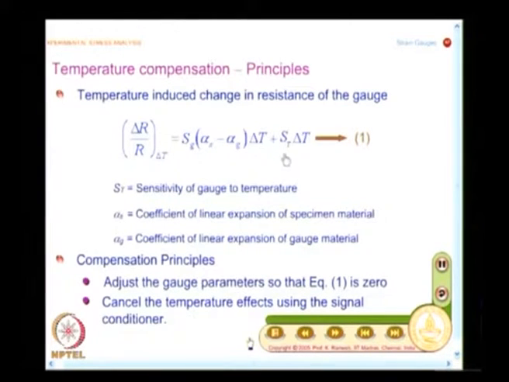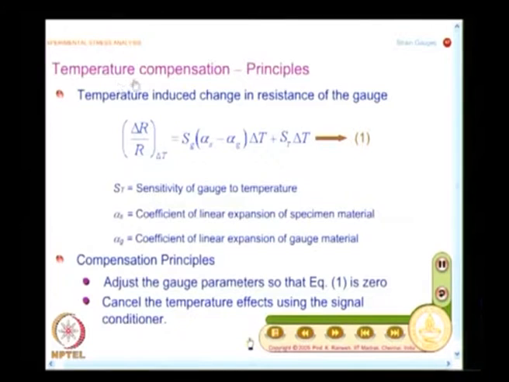And you also have another term which is purely a function of temperature, because with change in temperature the resistance of the strain gauge changes, and that is given by another factor called St. So, a change in temperature causes change in resistance, which has two terms: one because of thermally introduced strain, and another where the resistance changes as a function of temperature.